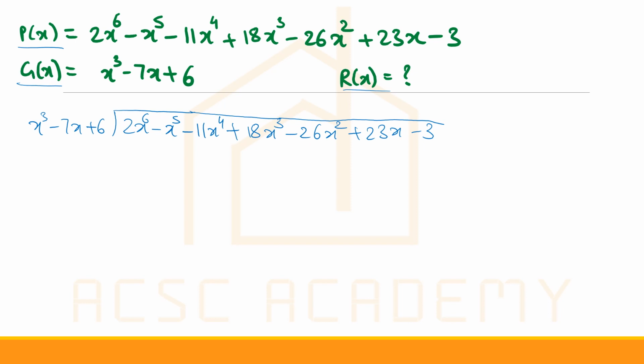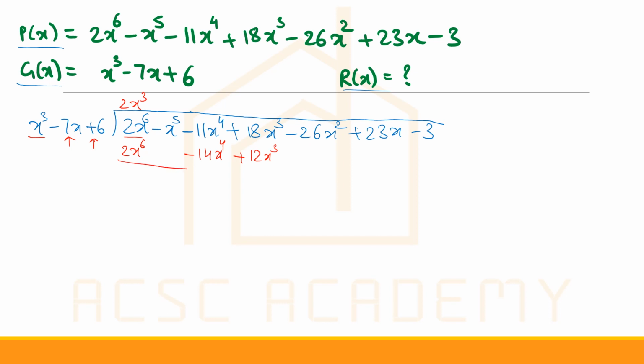So here the foremost term, the one which determines the degree of that polynomial, that is 2x raised to 6, which we'll be dividing with the first term in the g of x, that is x cube. That will give 2x cube. So we have the same over here. Now this 2x cube will be multiplied with both these terms, minus 7x and plus 6. When multiplied with minus 7x, that will give minus 14x raised to 4. And with 6, it will give plus of 12x cube.